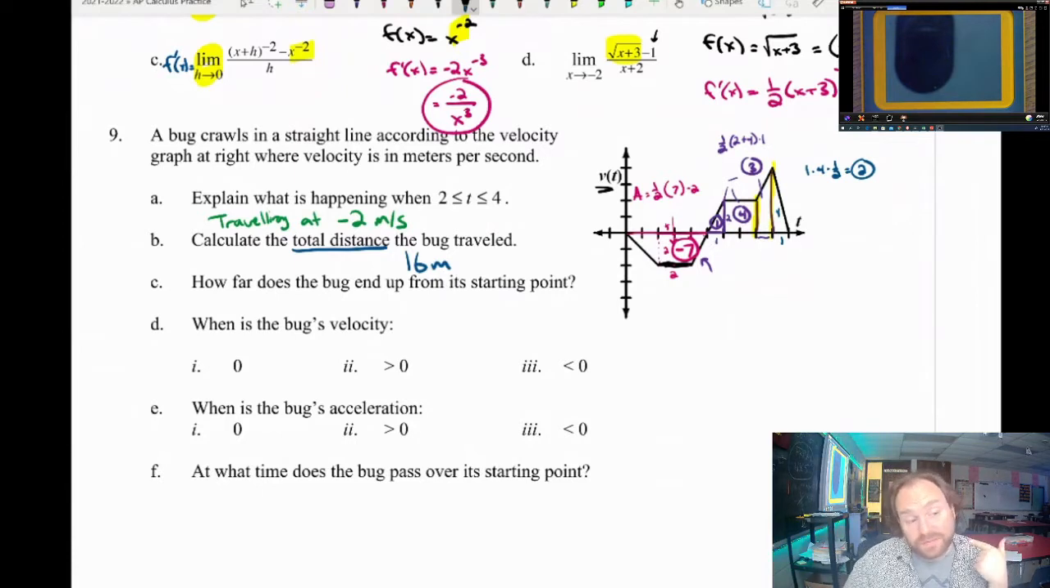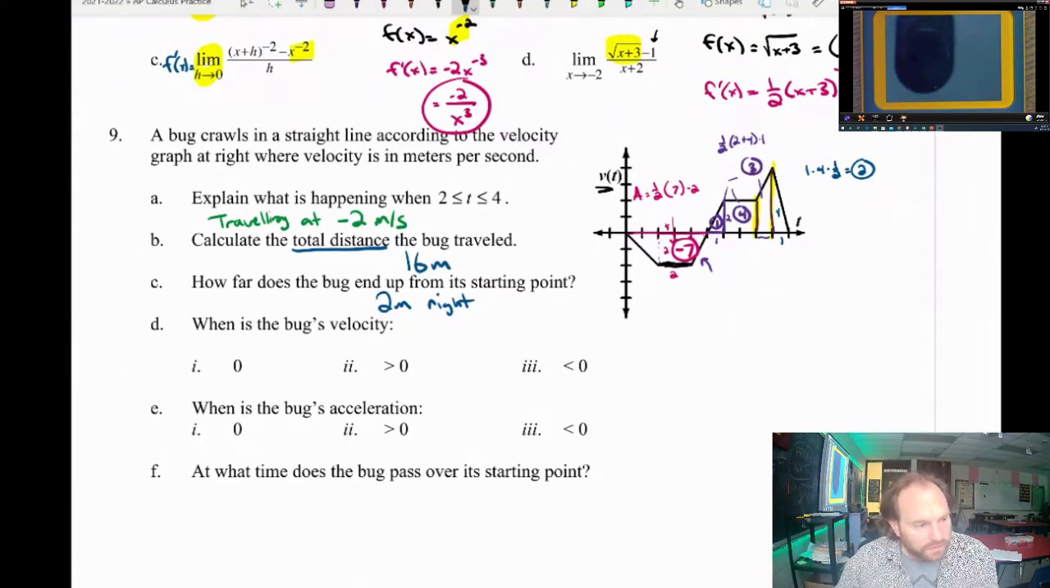How far does the bug end up from his starting point is the other question. Now we do care about negative and positive. He's traveling to the left 7 and then to the right 9. So he's going to end up 2 meters, a positive 2 meters, to the right of his starting point.